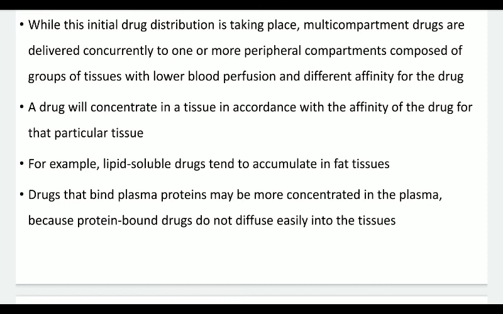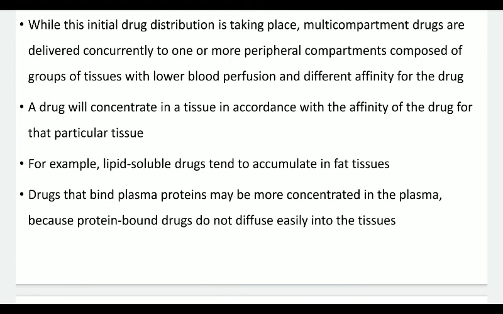A drug will concentrate in a tissue in accordance with the affinity of the drug for that particular tissue. Now the storage of drug in a particular tissue depends on the affinity of the drug towards that tissue. So even the storage is very different from one tissue to another tissue. One specific example has been given: lipid soluble drugs tend to accumulate in fat tissues. So fat tissues may have a high concentration of lipid soluble drug and a low concentration of water soluble drugs.